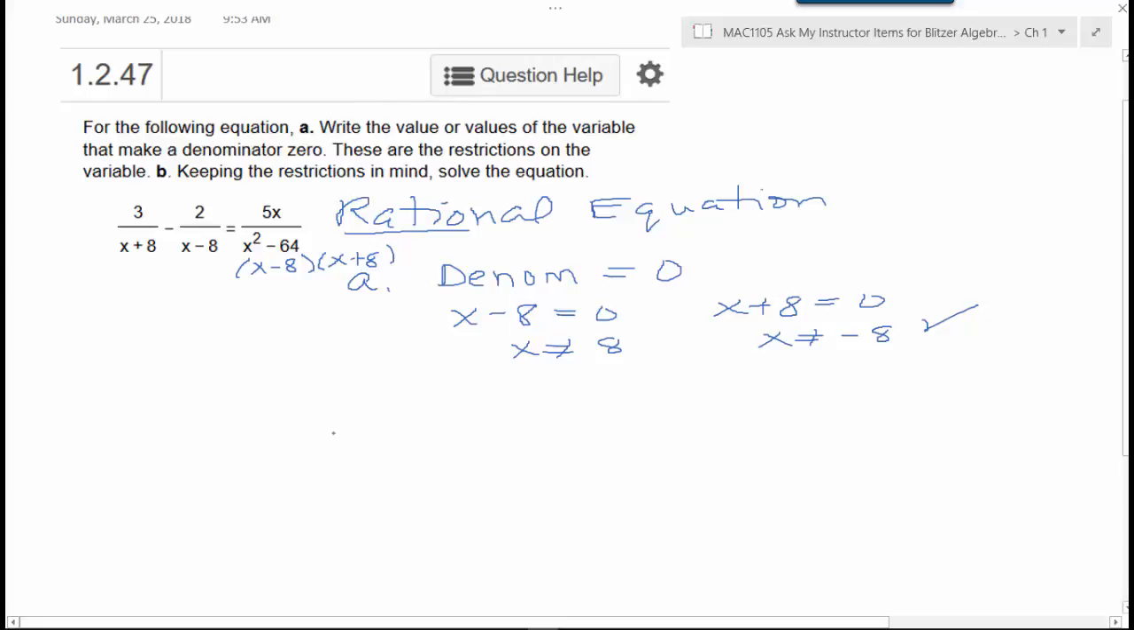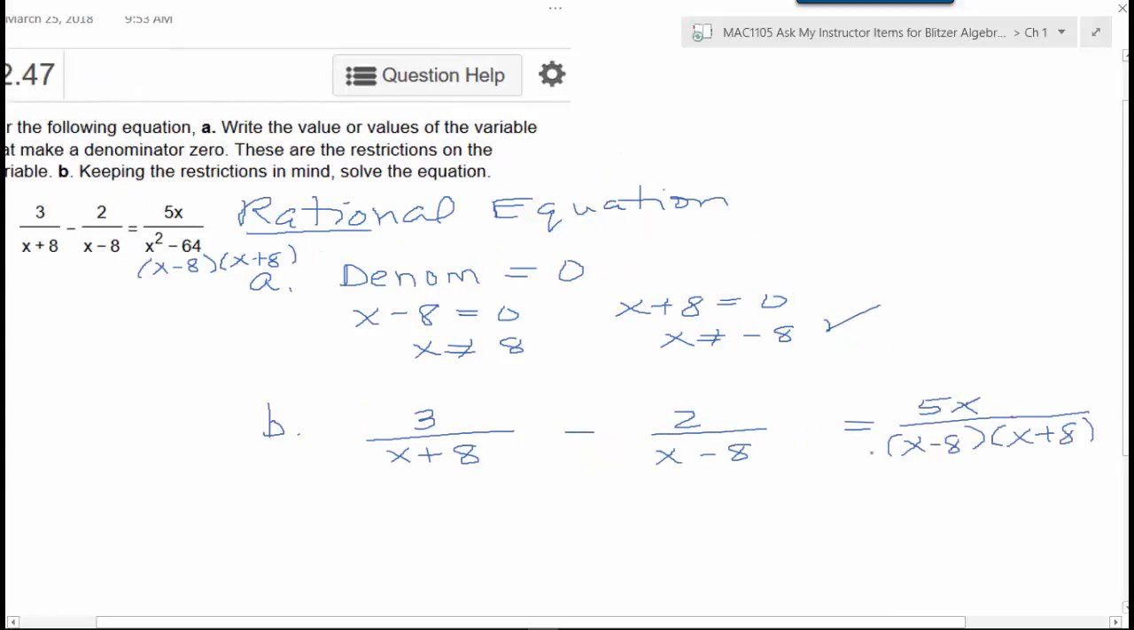Part B asks us, keeping the restrictions in mind, solve the equation. So for part B, I'm going to take my equation and rewrite it with the factored form of the denominator. And now I want to multiply on both sides by the least common denominator.